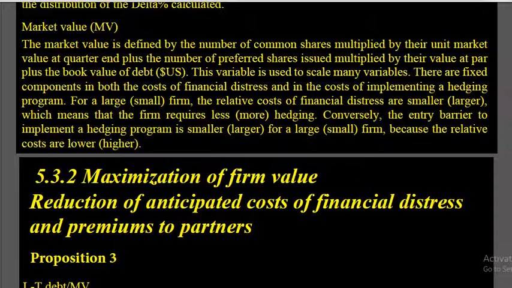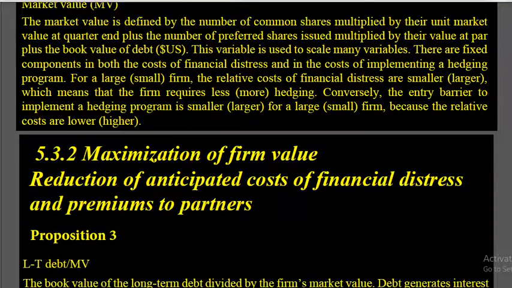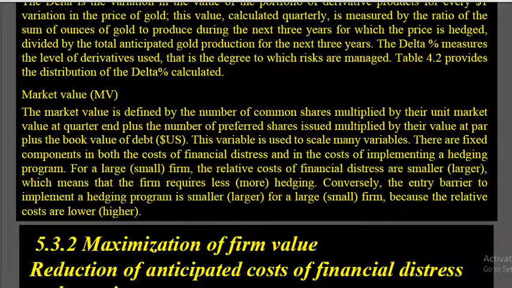Conversely, the entry barrier to implement a hedging program is smaller. We said that for firm size it's ambiguous, because the larger the firm, it should need less hedging. And also, we said that firm size is a control variable for the firm's ability or capacity to access or to develop risk management activities, and that's something we saw.